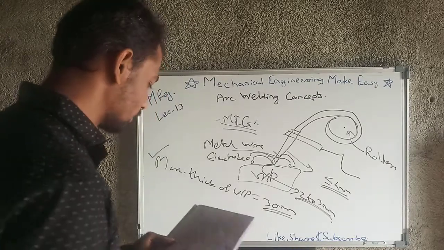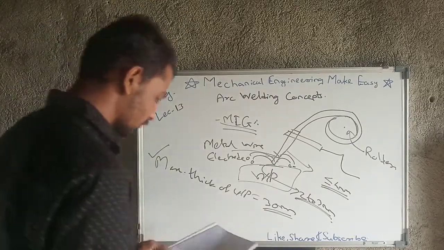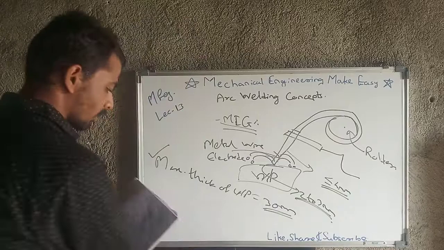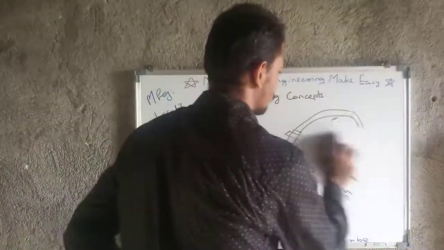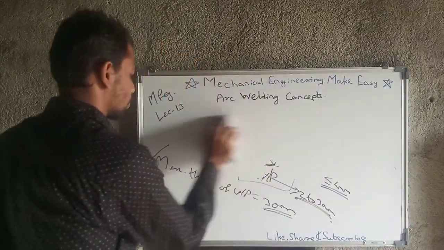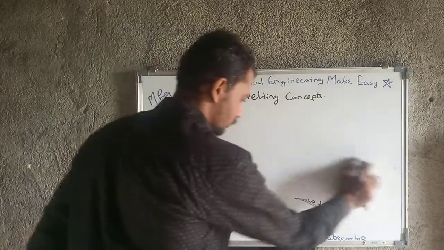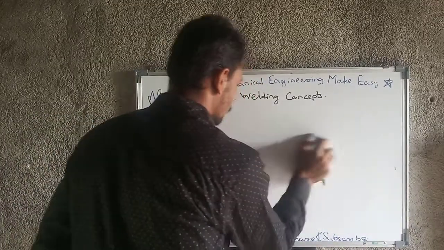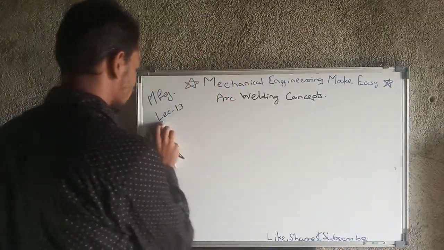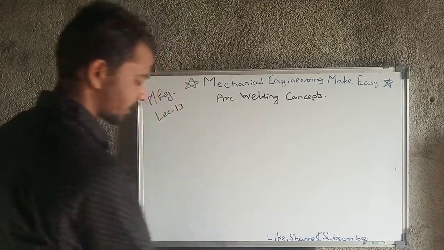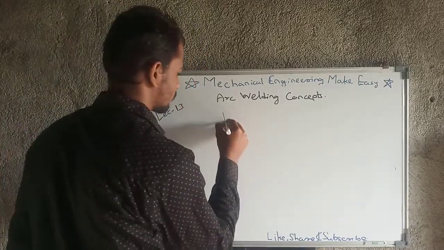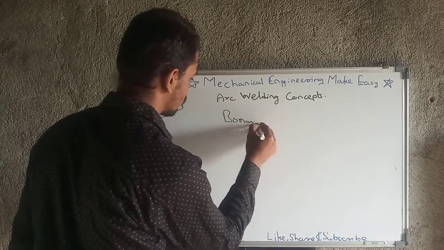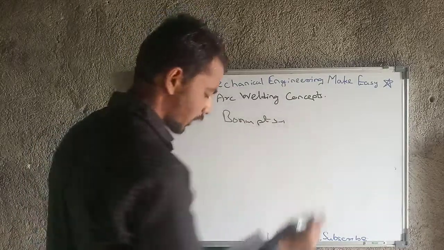These are some points about metal inert gas welding, and now we will move towards our today's bonus points. There are many bonus points, because today we have covered two very important types of welding, that is tungsten inert gas welding and metal inert gas welding. So, bonus points, what are they?